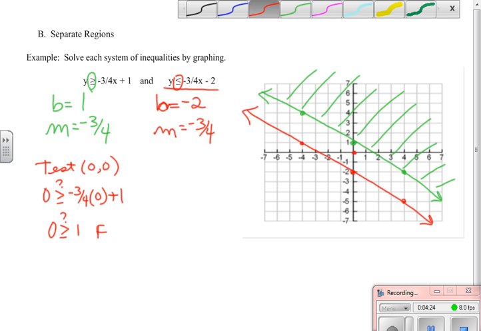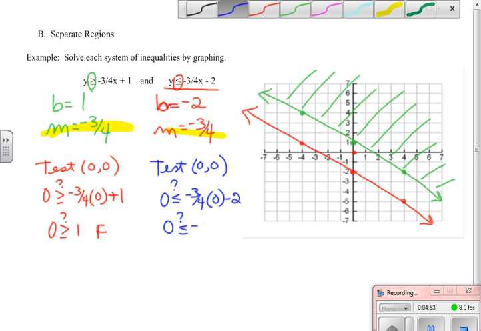Now immediately I notice that I have, or I should have noticed as I was doing this, parallel lines because I have the same slope. My graph represents that. What's going to matter now is where I shade. So I'm going to test with my 0, 0 point, and is 0 less than or equal to negative 3/4 times 0 minus 2? Is 0 less than or equal to negative 2? Well, that's false.